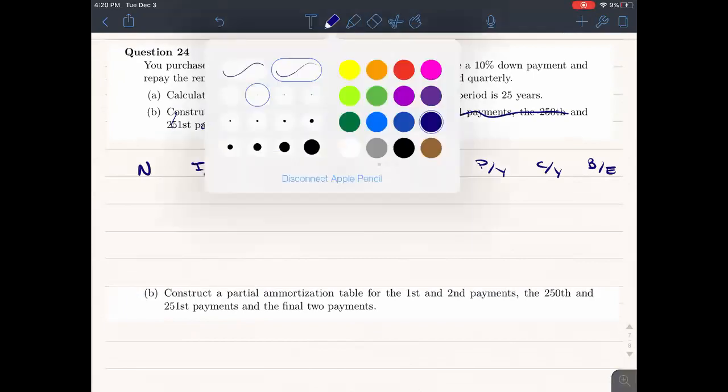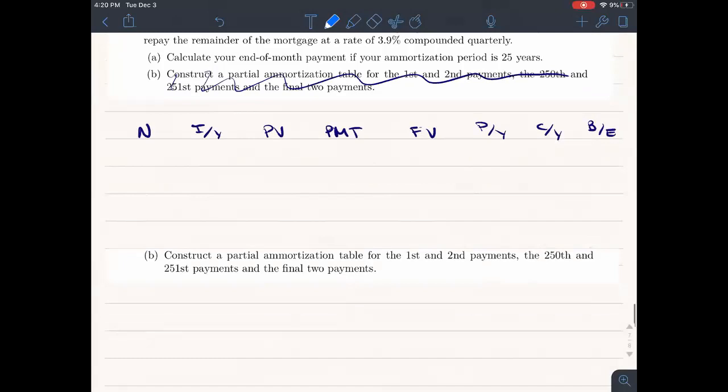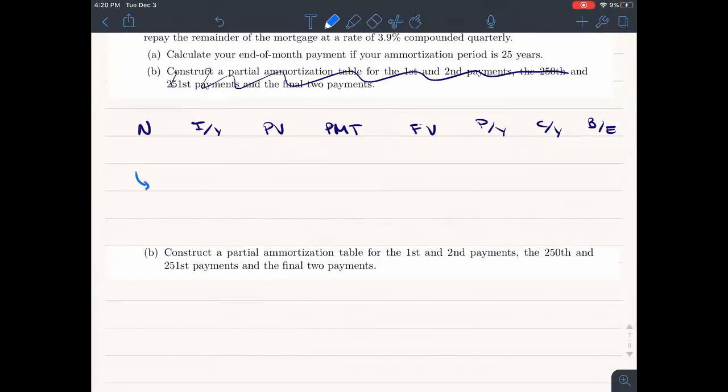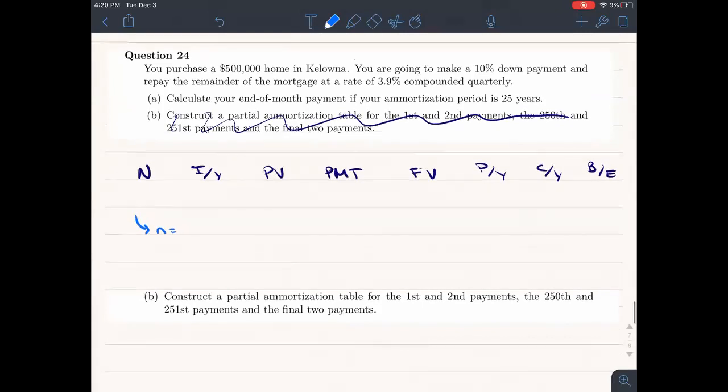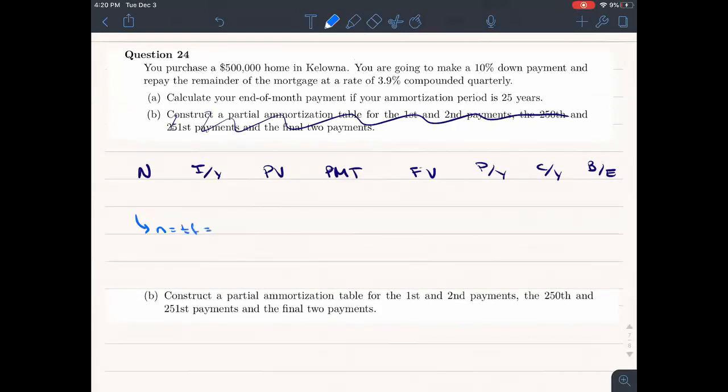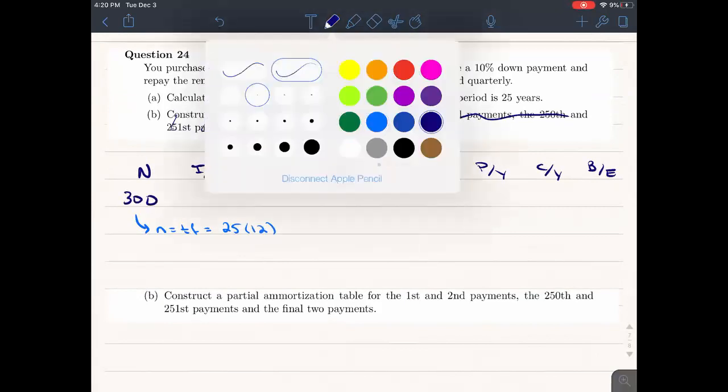Your N is your time times your frequency. I just want to put this here just in case. Time is 25, and the payment frequency, right, because your N is the number of payments. If you've got regular payments, your payment frequency is 12. So 25 times 12 is 300.